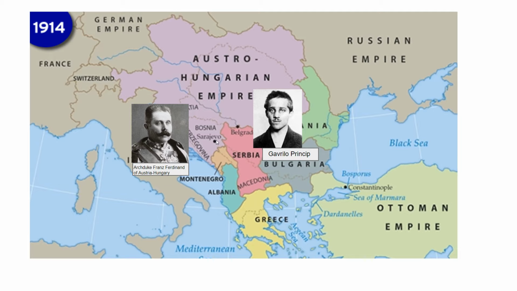So mostly almost like a PR trip, right? He's sent there to show his face, show that the Austro-Hungarians are not there to be these overlords over them. He's sent on this mission. However, there were some people that did not like the fact that the Archduke was going to be there, and they wanted to do something about it.